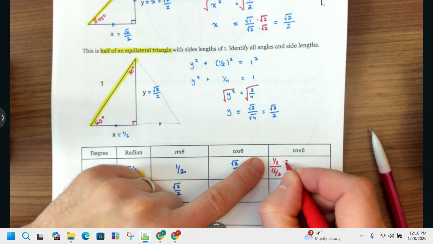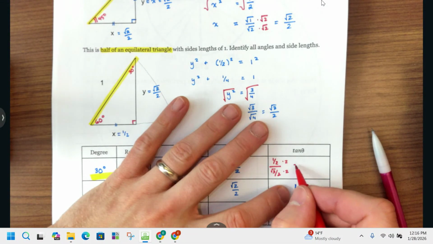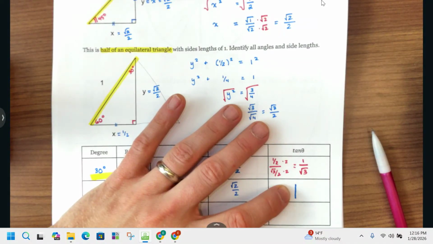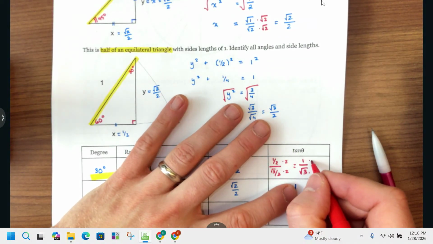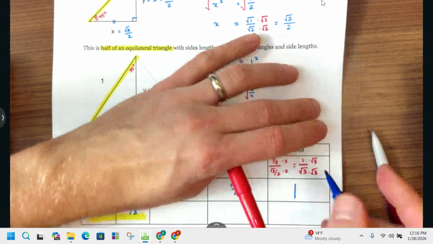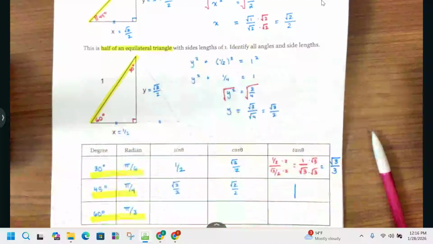You can simplify this by multiplying by 2 and multiplying by 2, which is going to give you 1 on top and square root of 3 on the bottom. And if you rationalize that, you'll get roots of 3 over 3.